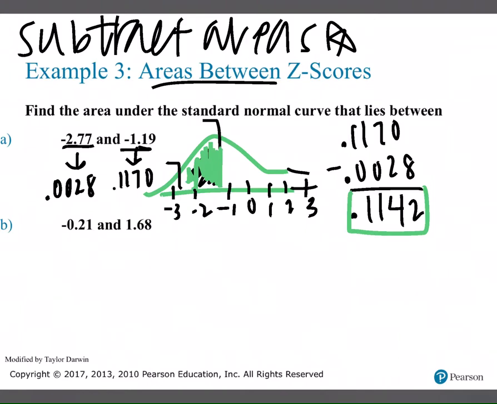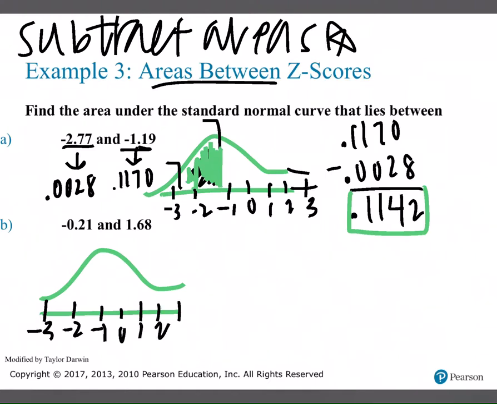Again, I highly encourage you to make sure that you're doing this with your own z-chart so you know where to find these values. I'll draw another curve. I'll try my best to make it symmetric. Negative 0.21 is about right here. 1.68 is about right here. And I want to find the area between these z-scores.